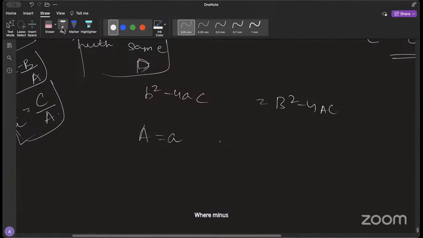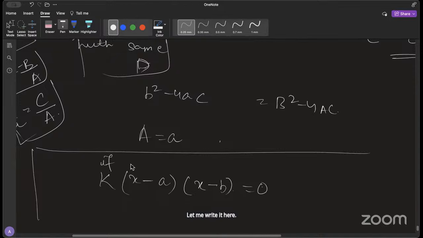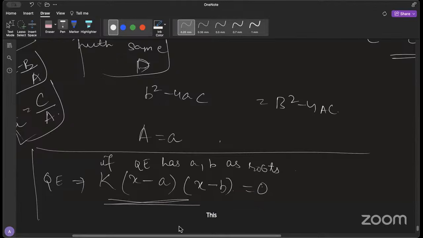It's x minus a, x minus b, and then a constant, equals to 0. That means, let me write it here. If, let's say, a quadratic equation has a and b as roots, this implies the quadratic equation is this. This is your quadratic equation, right? So every quadratic equation that has a and b as roots needs to be of this form.